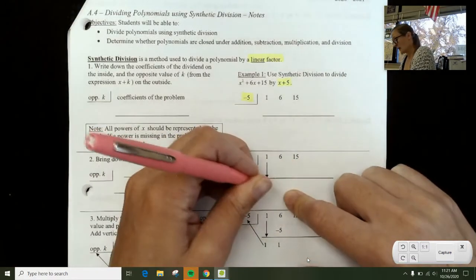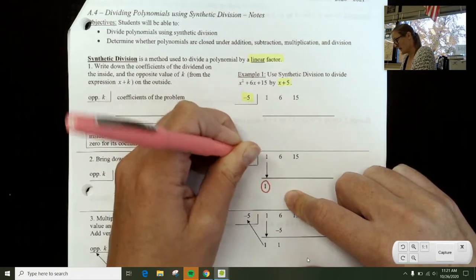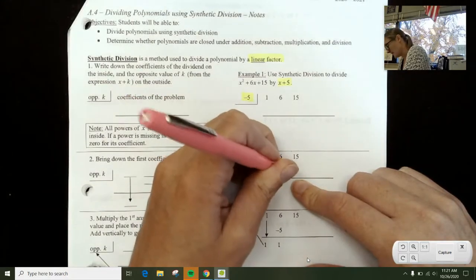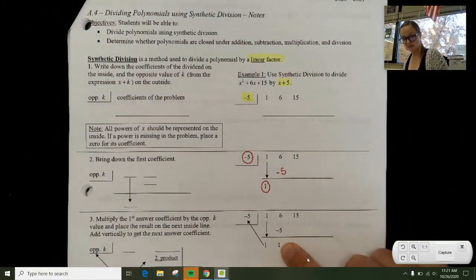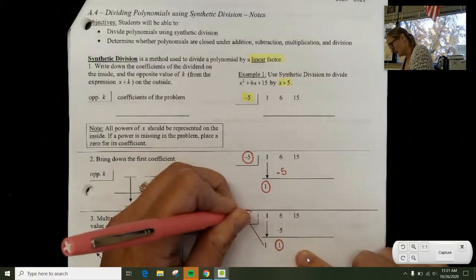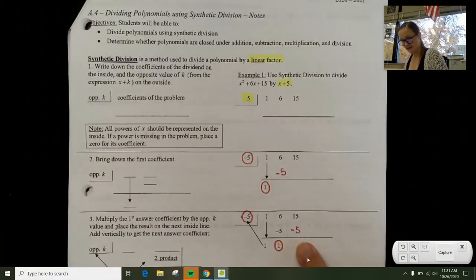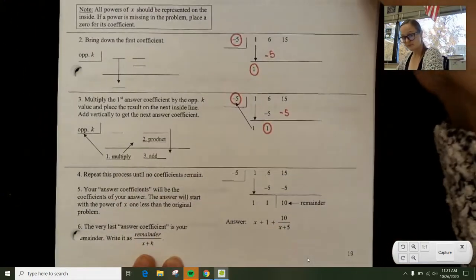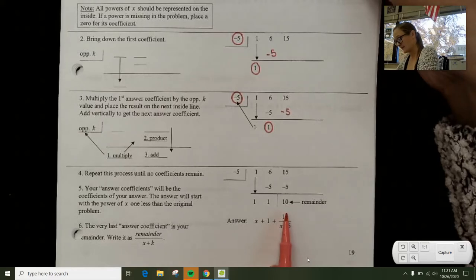Now I multiply 1 times -5 in order to go diagonal across the line. So this is -5. Then you add down. So that's where I'm getting this 1 from. Then I multiply this 1 by -5, and I get -5 again. And then you add down. The last value you get is called the remainder. 15 plus -5 is 10.